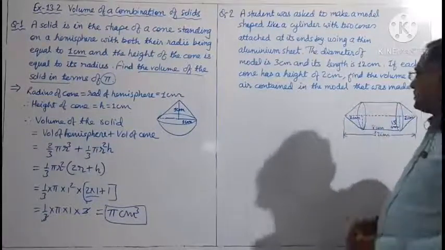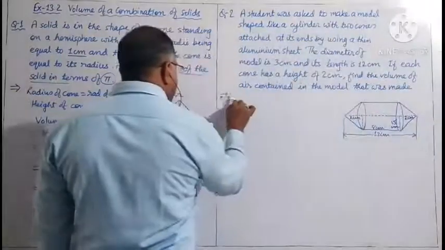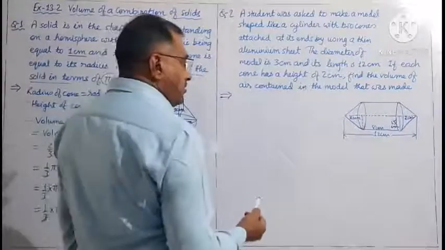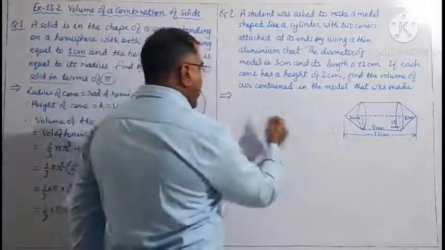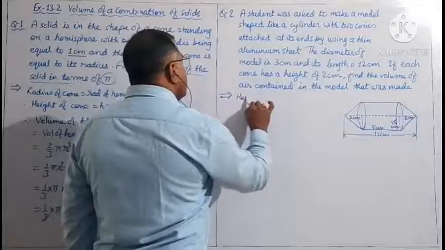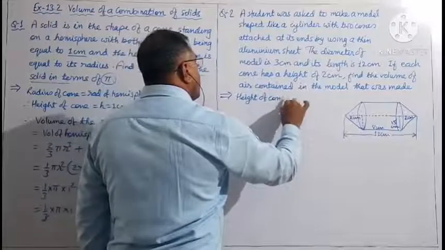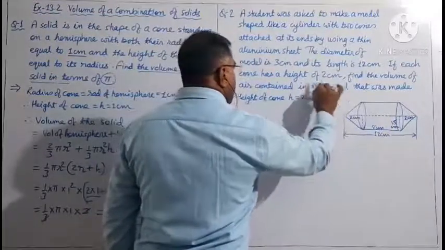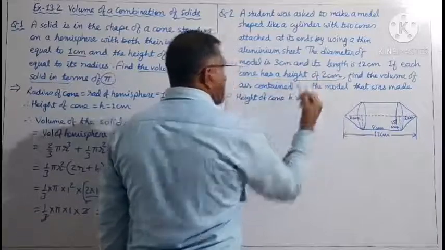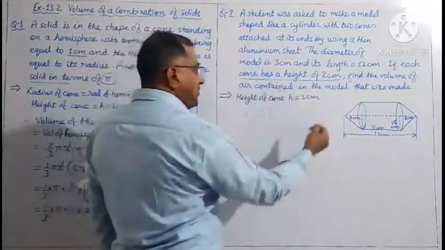So let us find the air contained in it. For that, first of all, we will go for the dimensions. First, height of cone. Here we say h is equal to 2 centimeter, given. Each cone has a height 2 centimeter.